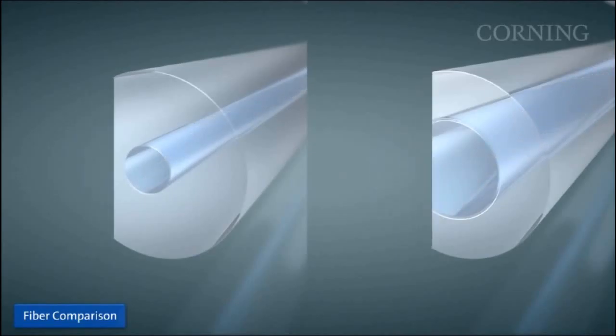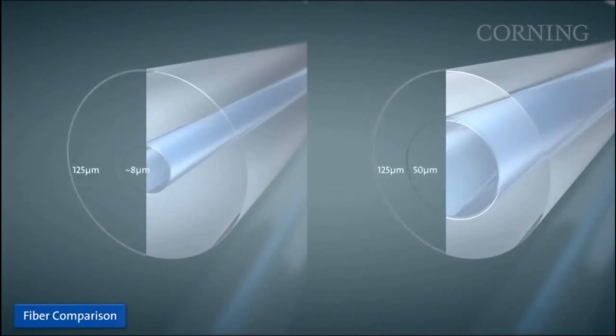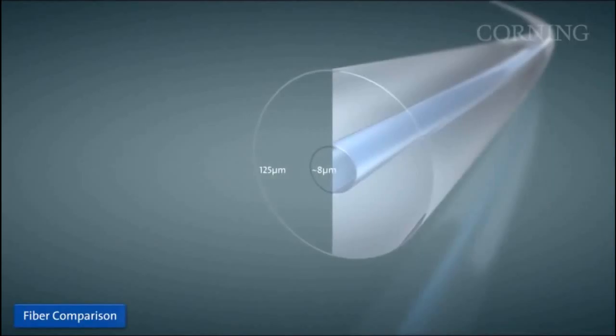There are two different types of fiber, single-mode and multi-mode. Single-mode fiber has a small core diameter designed to carry light in a single path over long distances. It has high information carrying capacity and low attenuation, and is the most widely deployed optical fiber in the world.